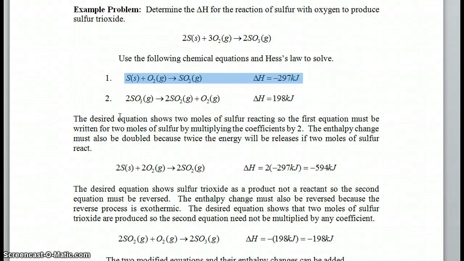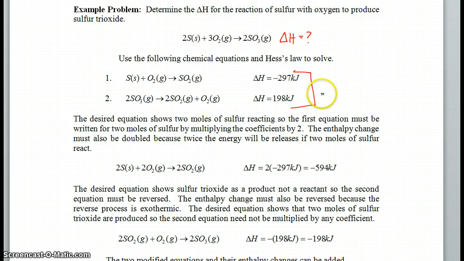Okay, so if you look at this first example, we have a particular reaction that we don't know the delta H value of. Okay, and then you're also given two other reactions that you do know the delta H value of. And so your goal is to make these two reactions add together to equal this top reaction so that then you can find its delta H value.